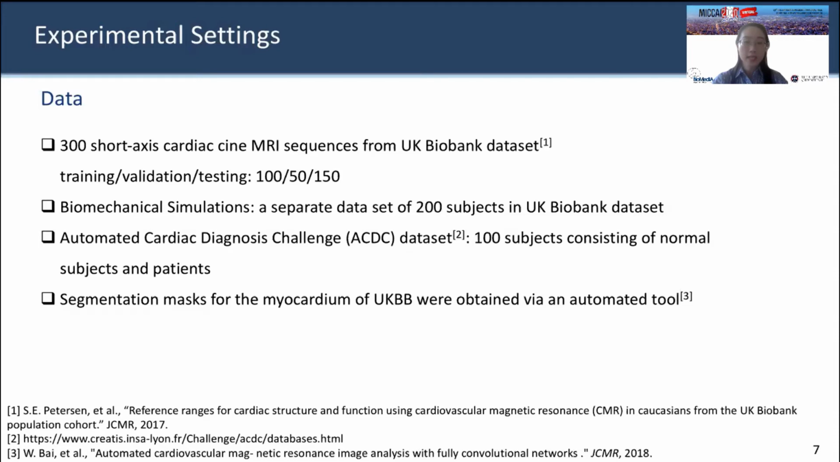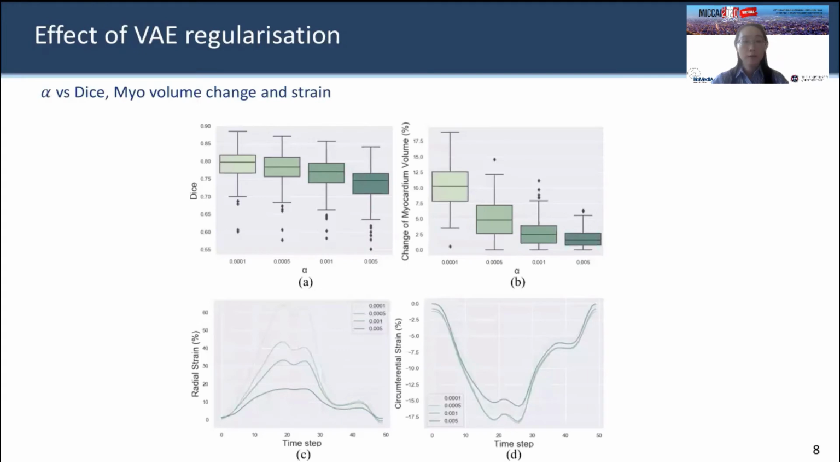Additionally, the ACDC dataset was employed for the generalization study. The segmentation masks used in this experiment were all obtained via an automated deep learning method. Firstly, we investigated the effect of this VAE regularization. Here, we varied the value of alpha and investigated its effect on 3 different measures.